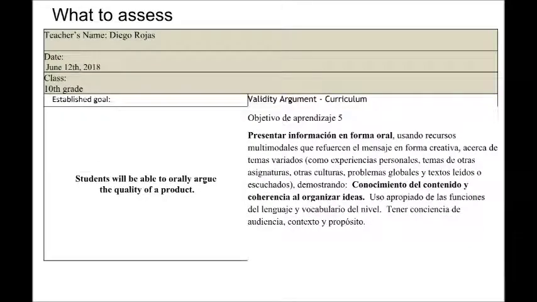When it comes to the national curriculum of 10th graders, we found the following learning objective that better suits the one established above. Learning objective number 5 in the 10th grade curriculum suggests that students should be able to orally present information using different resources to creatively support the given message, which can be about a variety of topics. Also, through this skill, students should demonstrate knowledge of the content and coherence when organizing their ideas.